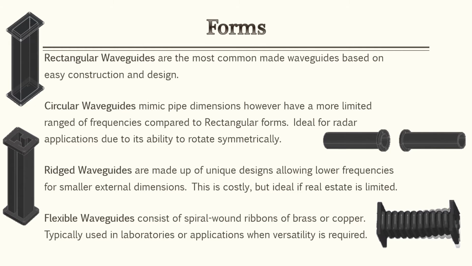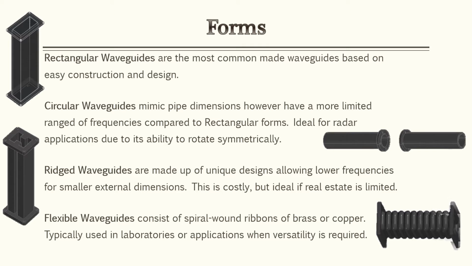Now, as we mentioned in the first slide, waveguides are hollow tubes. Well, these hollow tubes can take on various forms. The four common forms we have are the rectangular form, cylinder form, rigid, and flexible. The rectangular waveguide form is the most common due to the fact it's easy to design and easy to construct. The second type we have is the cylinder waveguide, and this usually mimics a pipe. This is typically great for radar applications due to the fact it can rotate without impacting its performance.